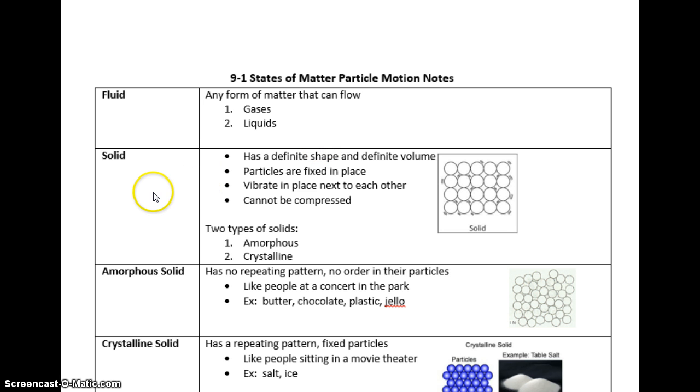A solid is defined as anything that has a definite shape and a definite volume. Volume meaning it takes up space. So when you think about a solid, you think of like a brick, or you think of the TV. It has a definite shape, it doesn't change, and it's definitely got a volume, meaning it takes up space. You will want to draw this picture in your notes as well, so get that drawn down.